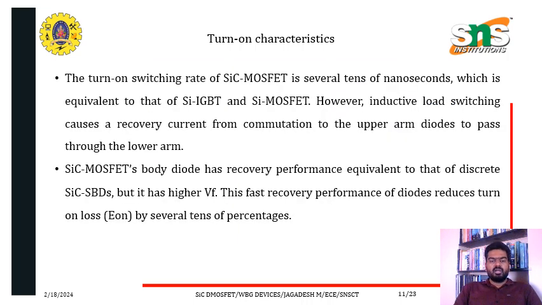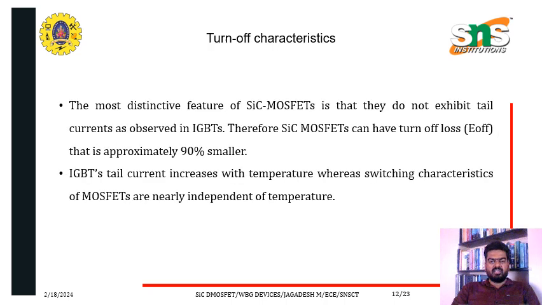The turn on switching rate of SiC MOSFET is several tens of nanoseconds, which is equal to that of IGBT and Si MOSFET. However, inductive load switching causes a recovery current from commutation to the upper arm diodes to pass through the lower arm. The SiC MOSFET body diode has recovery performance equivalent to that of a discrete SiC SBD, but it has higher VF. The fast recovery performance of the diode reduces turn on loss by several tens of percent.